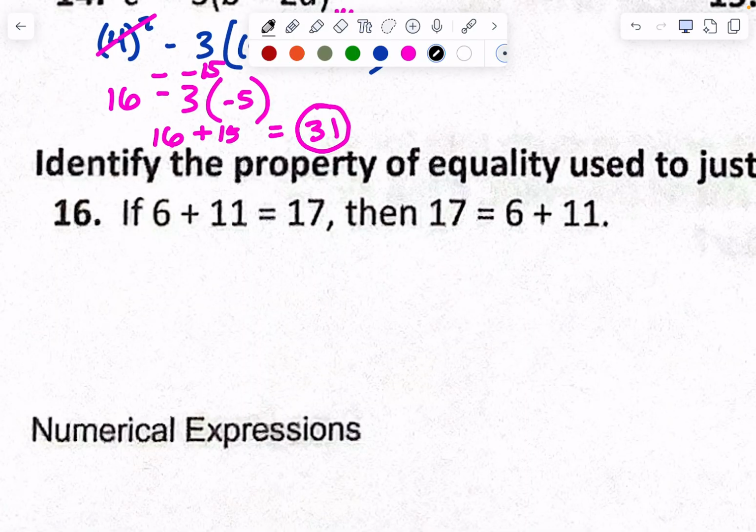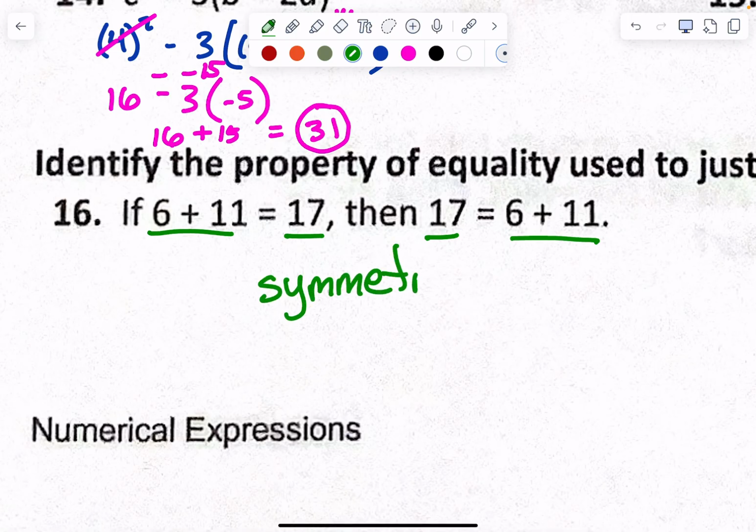16. Identify the property. So the one that says 6 plus 11 equals 17, then 17 equals 6 plus 7. Reflective. I can flip them around. That's not reflective. That is symmetric. It's the same on both sides. Symmetric. Yes.